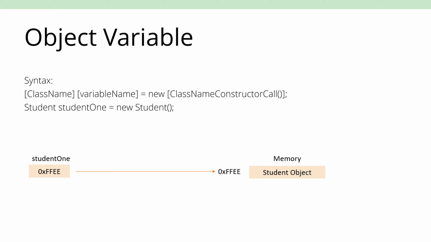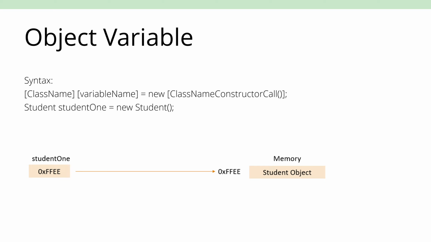So the way we can create an object variable is we have the class name, and we've talked about class names from the very first video. Class name, variable name, assign, and there's this new keyword, and we have a class name constructor call. To be honest, you don't need to know any of this right now, okay? We'll talk about it. You'll be confident with it in Unit 2.